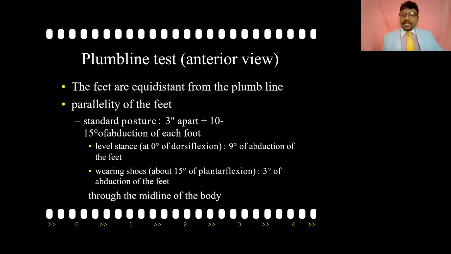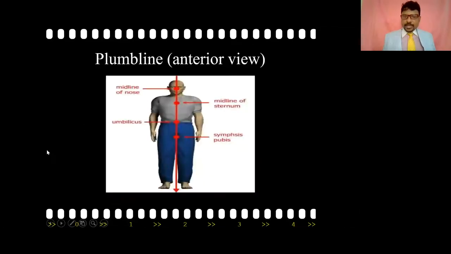So next one is the anterior view. How are we going to check the anterior view plumb line? The patient should be standing straight with equal weight bearing on the legs. Here I'll show the image, so you can understand. If we put the plumb line, it should cross the midline of the nose, sternum, umbilicus, and pubic symphysis. It should cross all these parts and also come to the center of the feet.